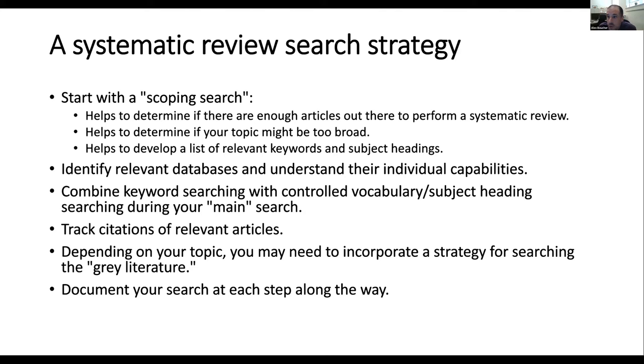So if we go back to what we talked about with keyword searching not quite being good enough, what we mean is basically that you should be incorporating multiple methods of searching to make sure that you find everything out there that would fit your inclusion criteria and everything out there that is relevant to your systematic review topic.